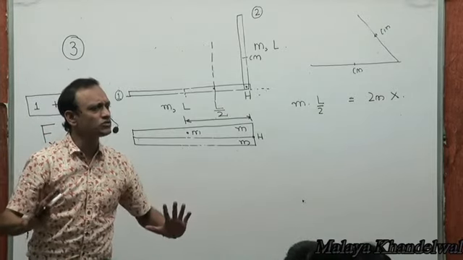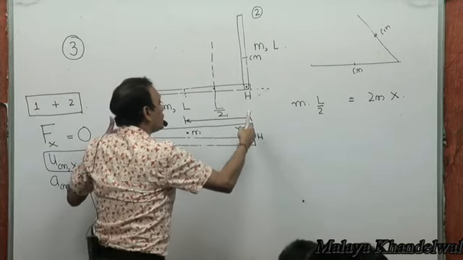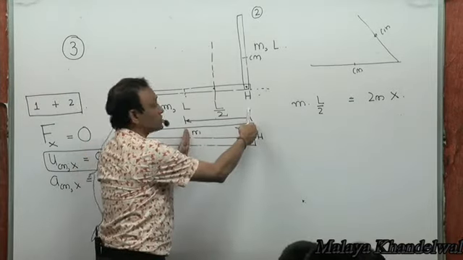Were you there in the last class on the river raft problem? Exactly the same problem, my friend. M into L by 2 is the disturbance caused.